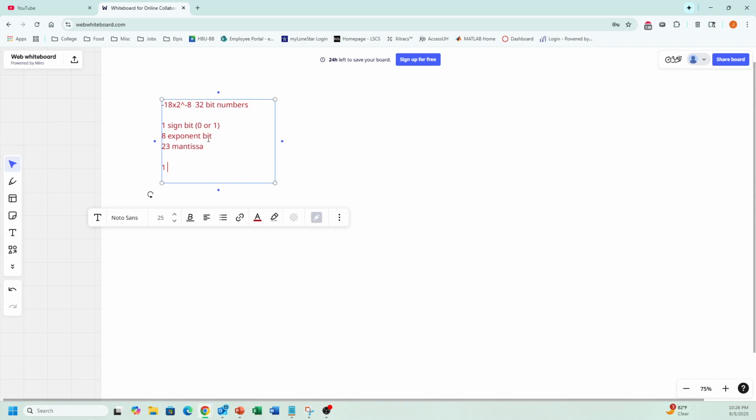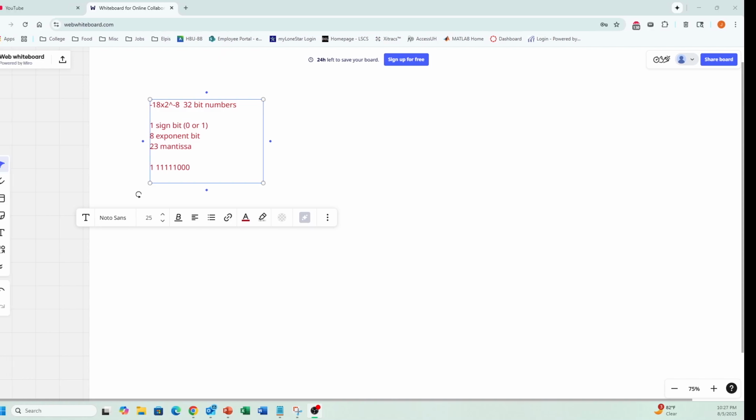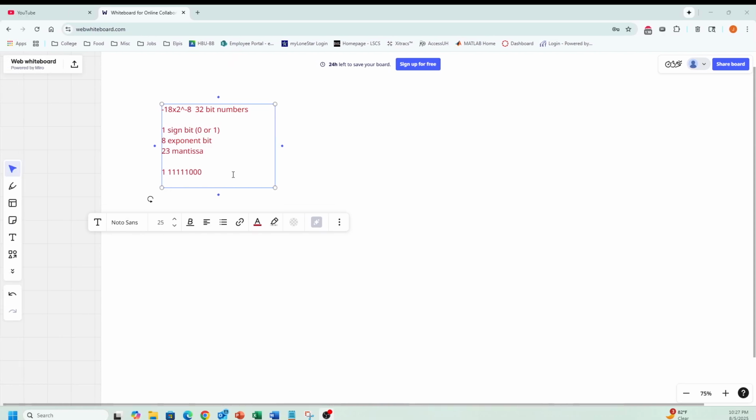Now you want to have 8 exponent bits, and it says negative 8. You can convert that to positive 8, so it's going to be 1, 0, 0, 0. Since we are dealing with exponents, we kind of take the ones complement of the zeros. So that's 4, and you add 4 more ones: 1, 2, 3, 4. Then you have 23 mantissa bits. That means 23 zeros or ones.